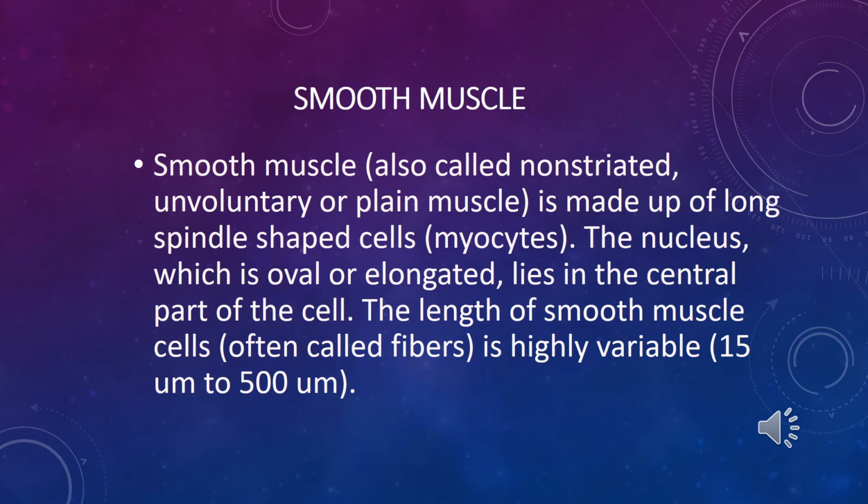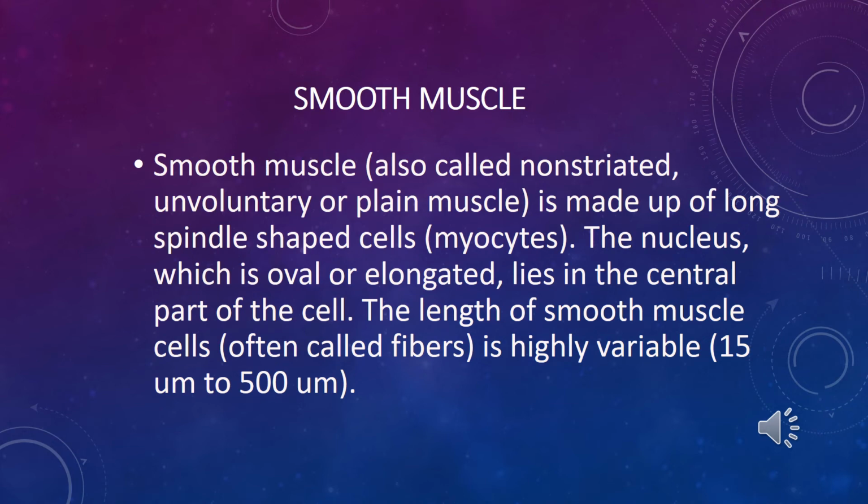The third type of muscle is called smooth muscle. Smooth muscle is non-striated, involuntary muscle, which provides contraction more slowly and not as strong, as opposed to striated muscle.